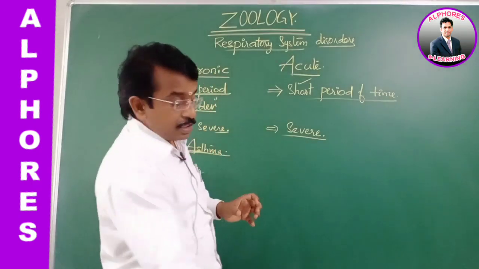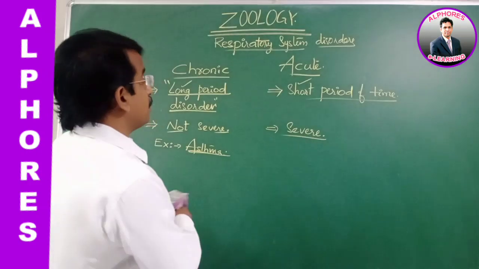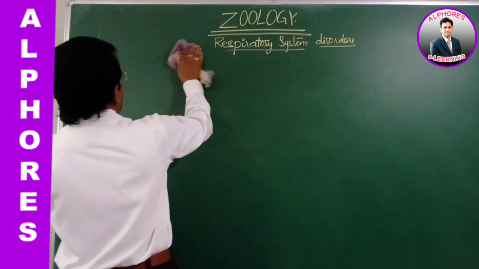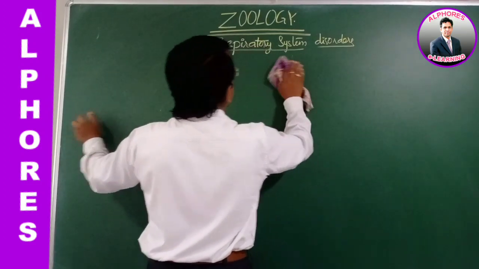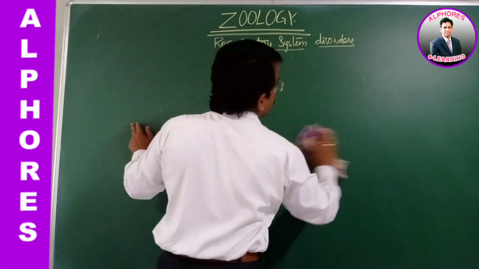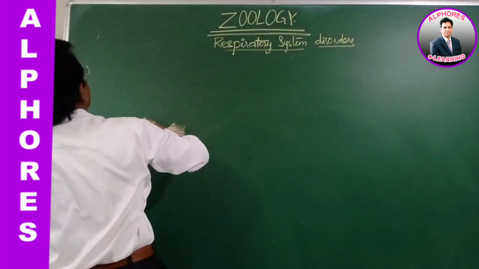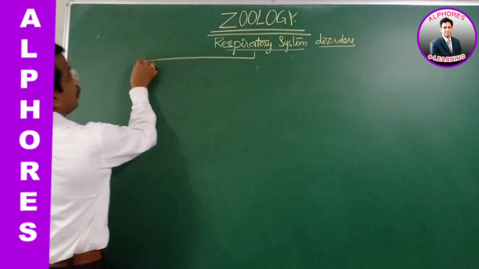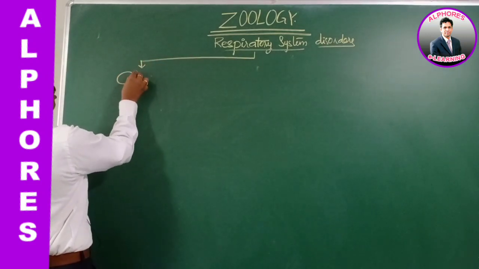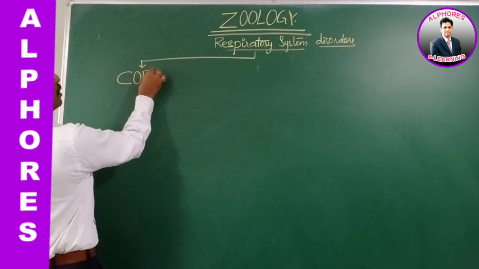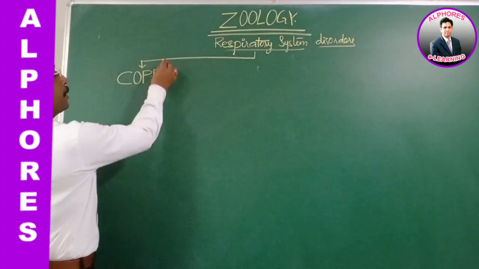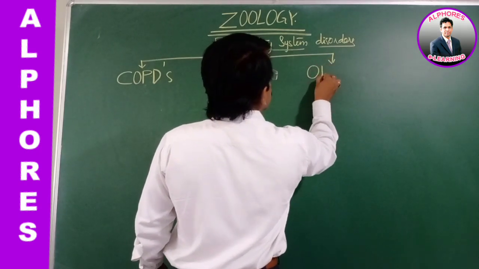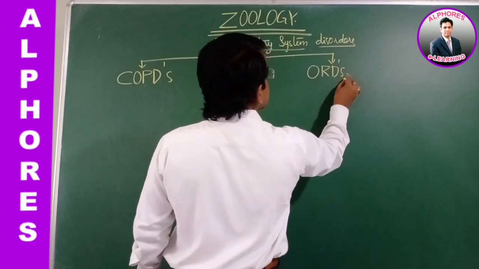Now under the respiratory system disorders, we'll discuss the different types of disorders, where we come across chronic obstructive pulmonary disorders and occupational respiratory disorders. The respiratory system disorders we'll discuss under two headings: first, chronic obstructive pulmonary disorders, COPDs. Next, occupational respiratory disorders. This is the second one.